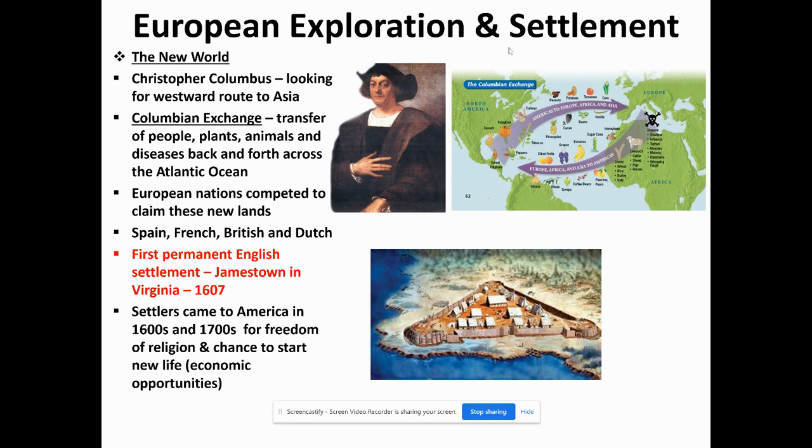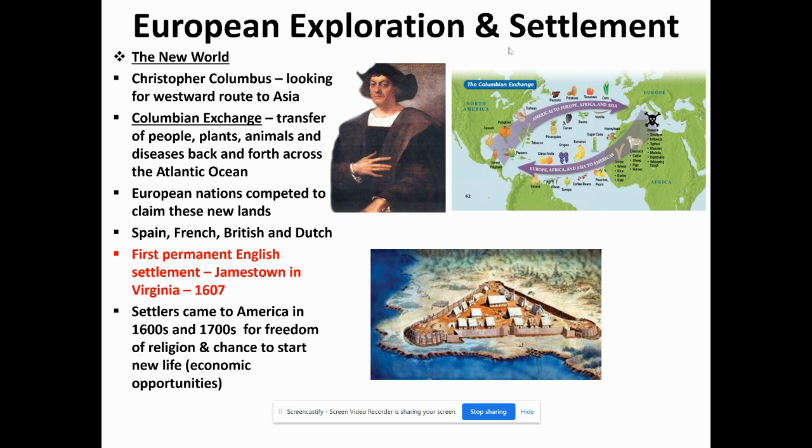And he doesn't just make one trip. Christopher Columbus is going to make multiple trips from the New World back into the European continent. And because of that, he literally opens up this exchange that happens between the new and the old worlds. And so we call it the Columbian Exchange.